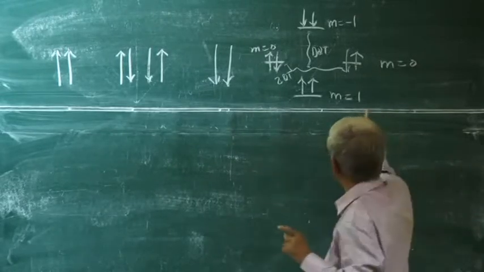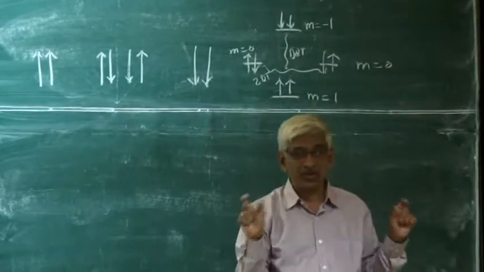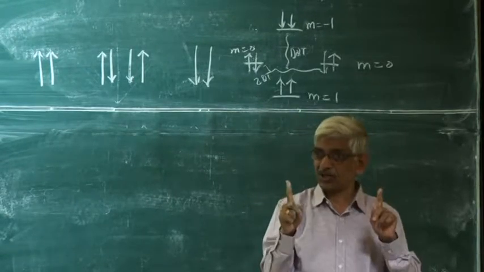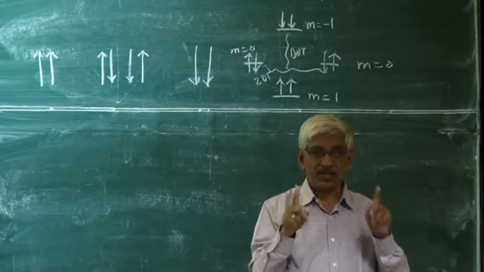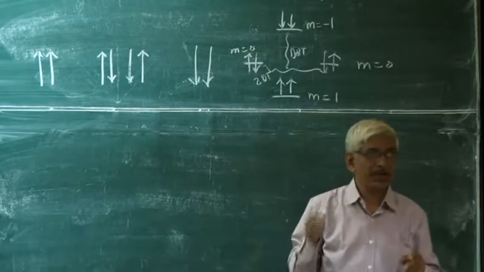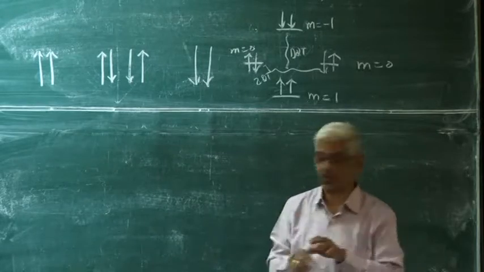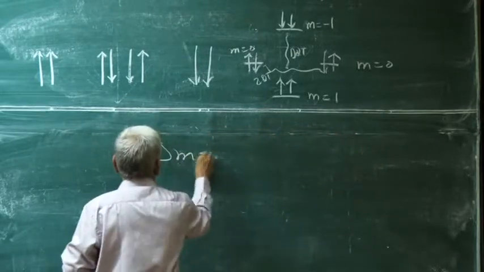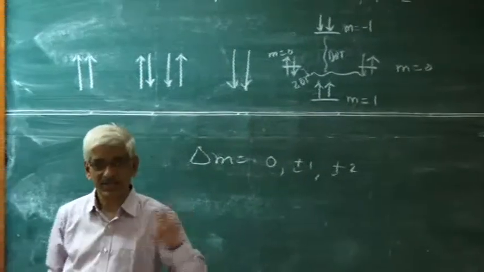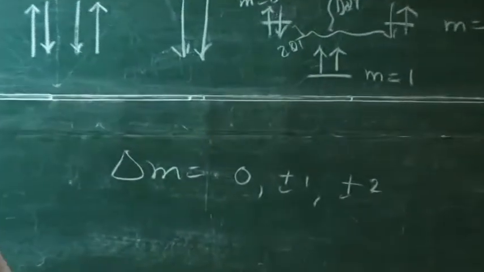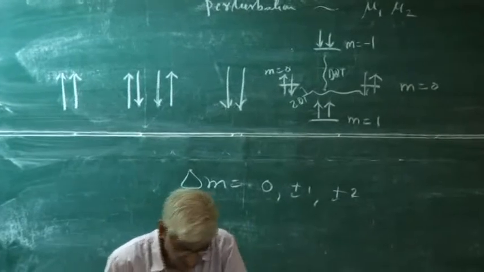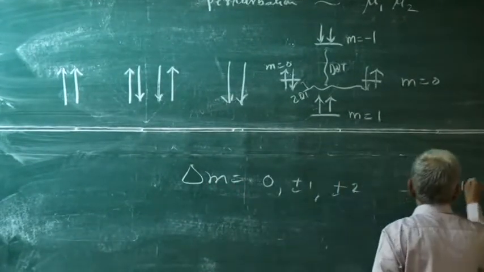You just look at what my perturbation is. The perturbation Hamiltonian has only two entities. This is a dipolar interaction, mu1 dot mu2. The dipolar interaction can have only two spins at any time. Therefore, it is not allowed. So here it will be delta m equal to 0, plus minus 1, plus minus 2. So the dipolar transitions are always restricted to these only: 0, plus minus 1, plus minus 2.